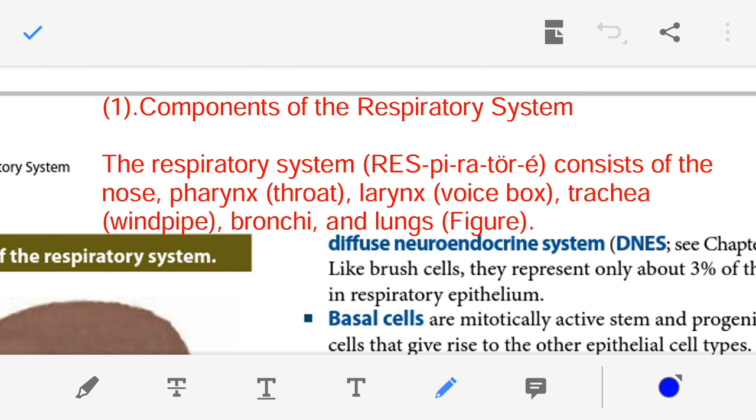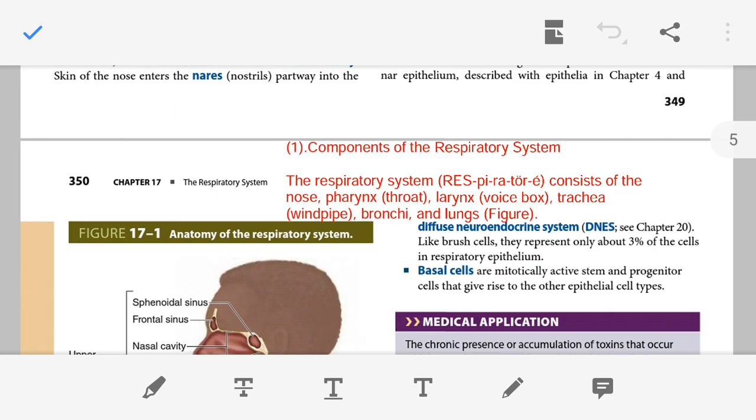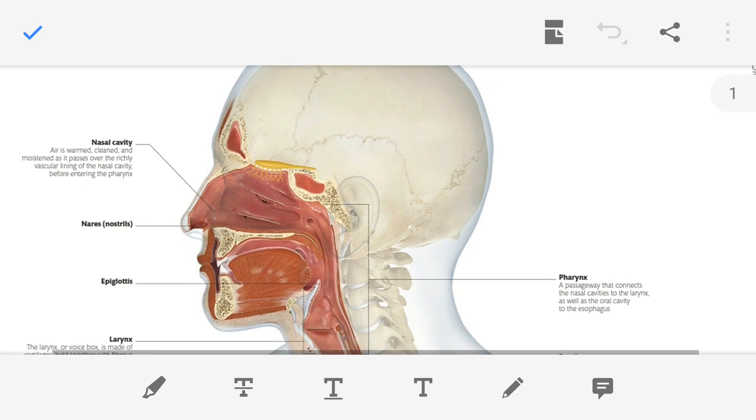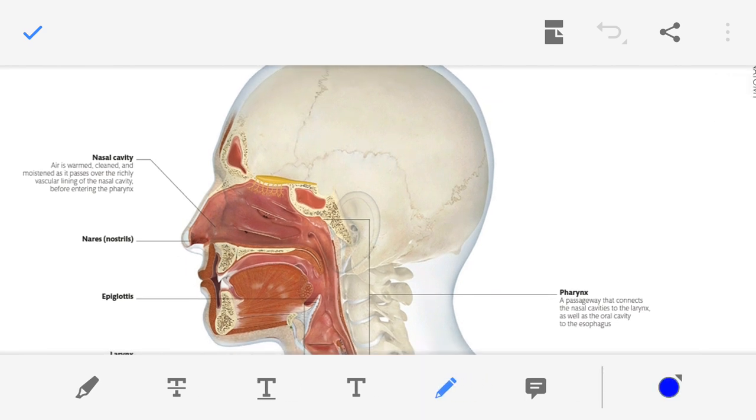In the respiratory system, there are the nose, then the pharynx, also known as the throat, the larynx, that is the voice box, the trachea, that is the windpipe, the bronchi, and the lungs. These are the organs included in the respiratory system. In the figure, I am showing you all these organs.